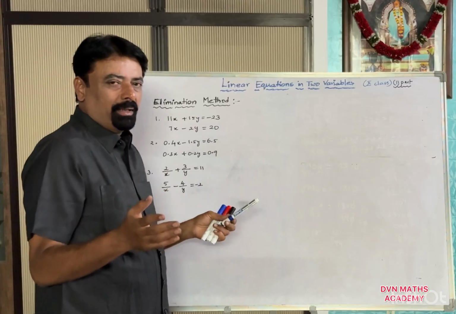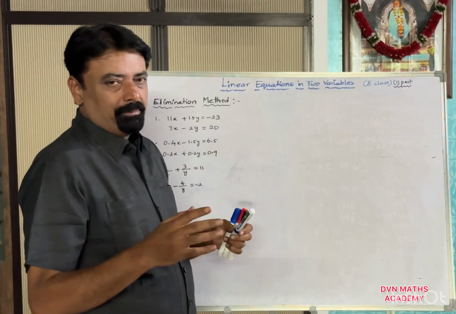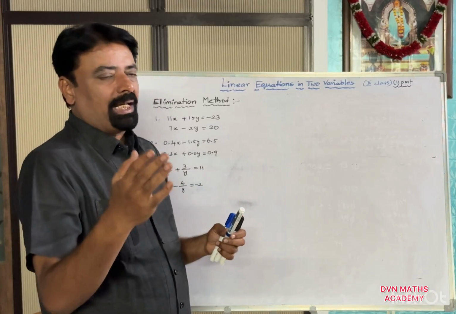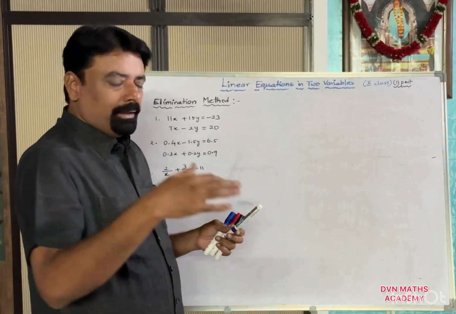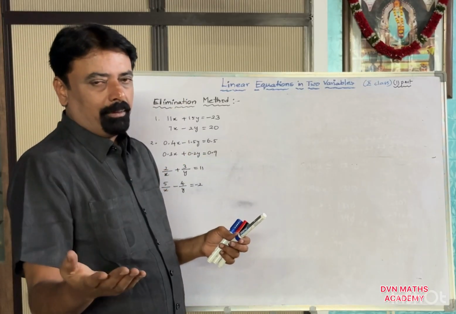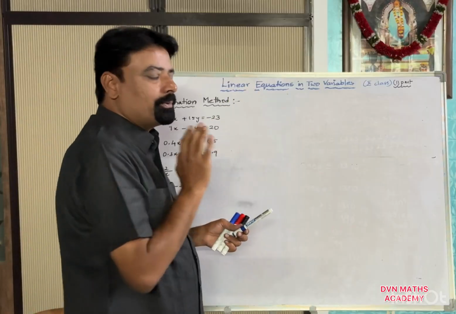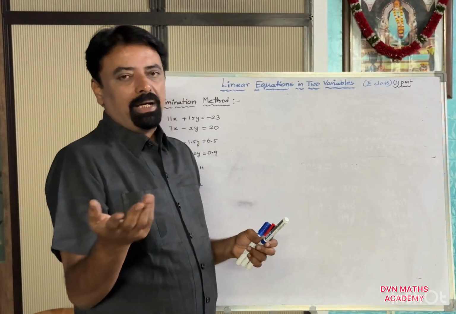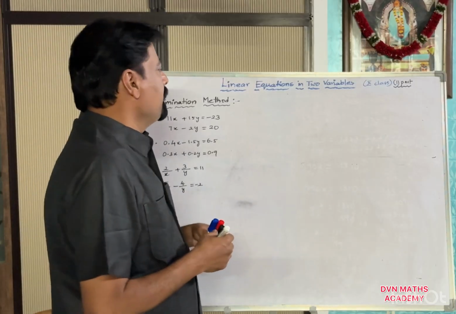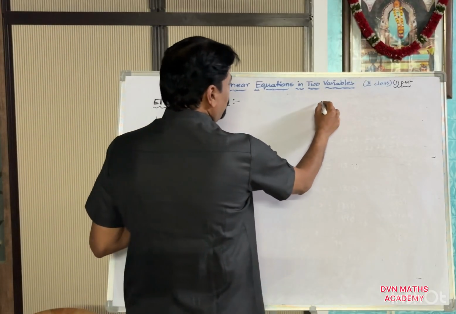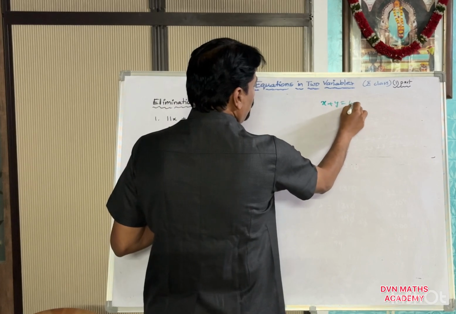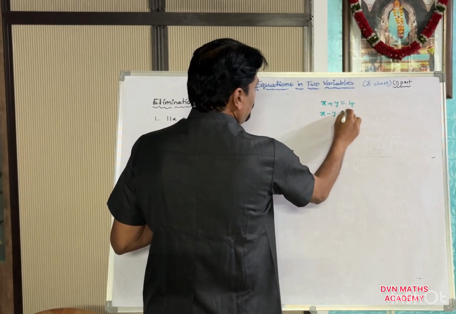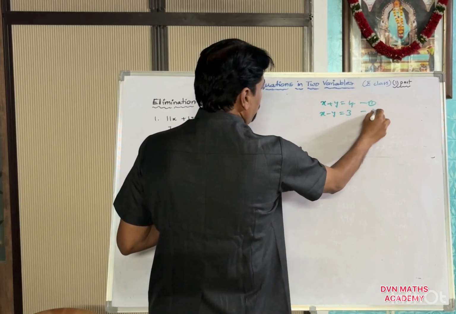Elimination method is nothing but, in a given pair of equations, we need to eliminate one of the variables and find the value of the other variable. After that, you substitute that value in the first or second equation. Then you will get both variable values. For example, x plus y is equal to 4 and x minus y is equal to 3. These two are a pair of linear equations.